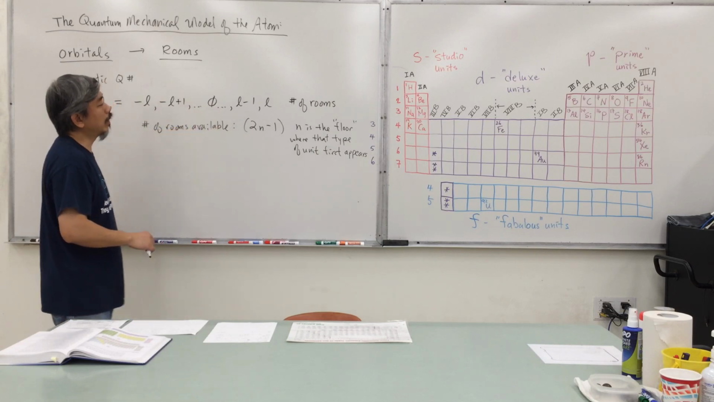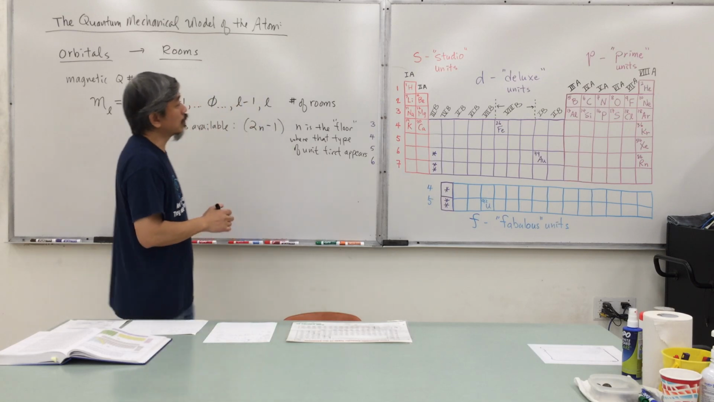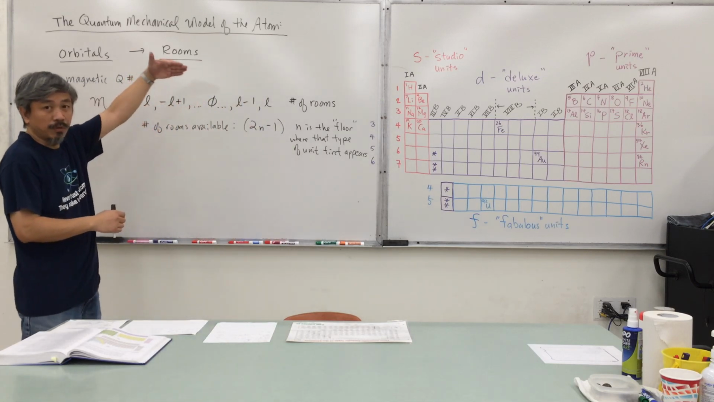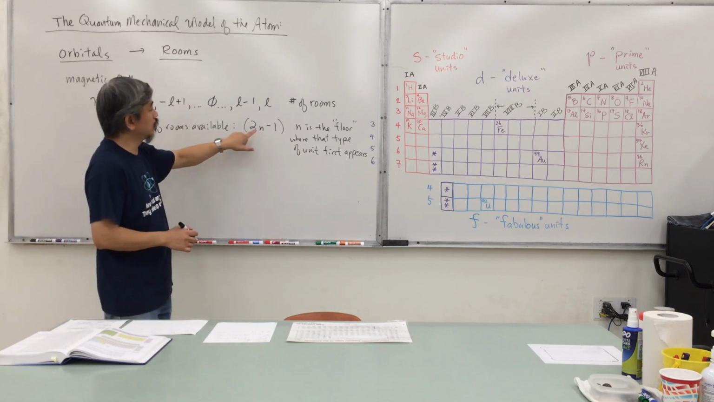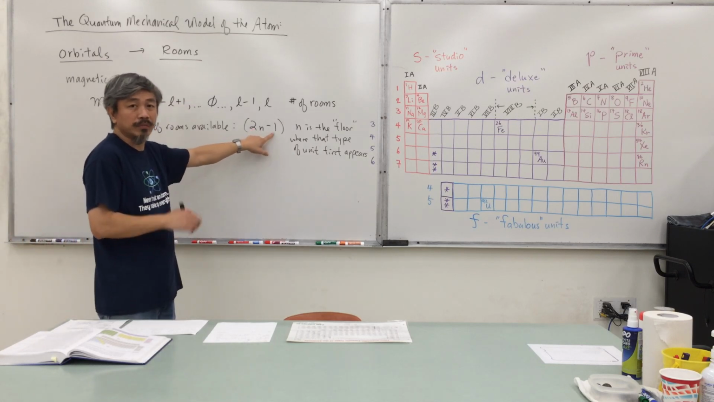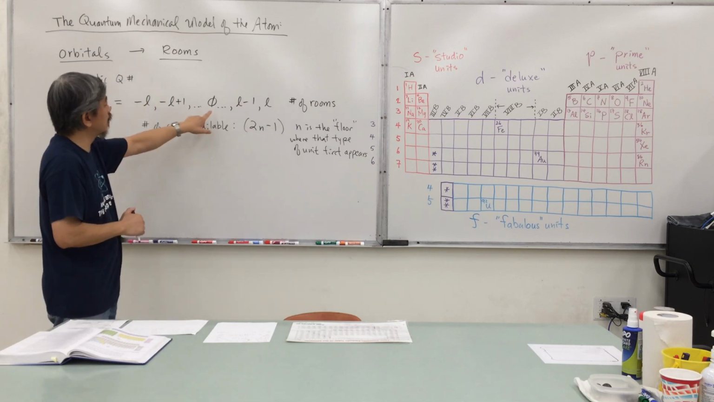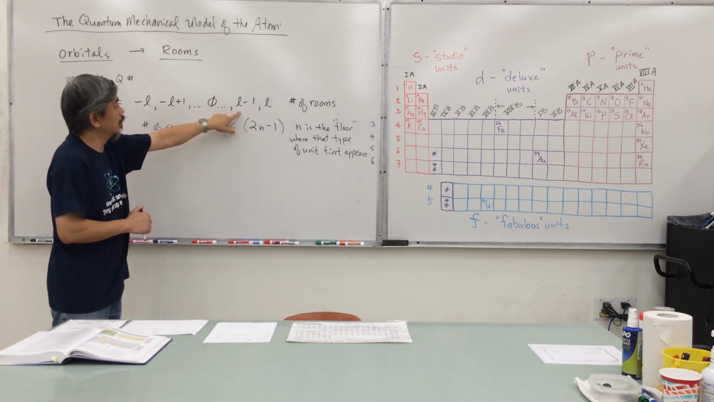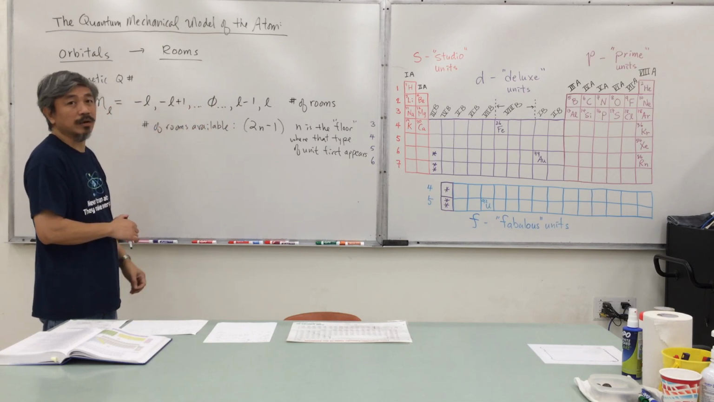On the other hand, when you look at now the prime unit, the P units, the prime units first appear on the second floor. On the second floor, you now have 2 times 2 give you 4, minus 1 give you 3 possible rooms that you can have now. And so in that case, it will take on the value of 0, 1, and minus 1 over here. So that's the thing that you're going to have.